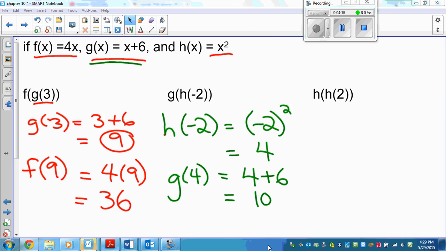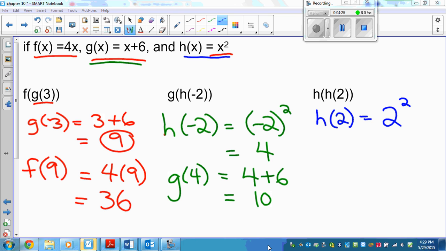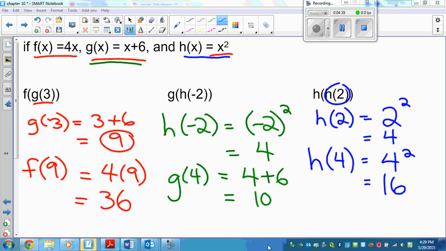Next, h of h of 2. Inside out. Well, h of 2, I take my function h of x and put 2 in where I see x. This is 4. Now I substitute 4 in here, so it's h of 4. That is x squared, and 4 squared is 16.